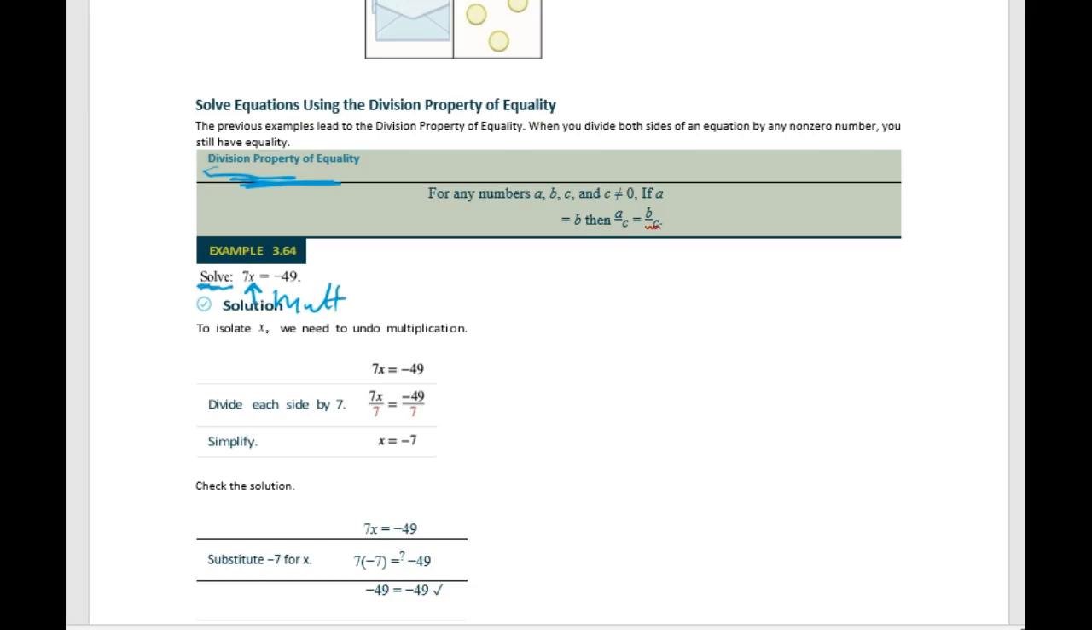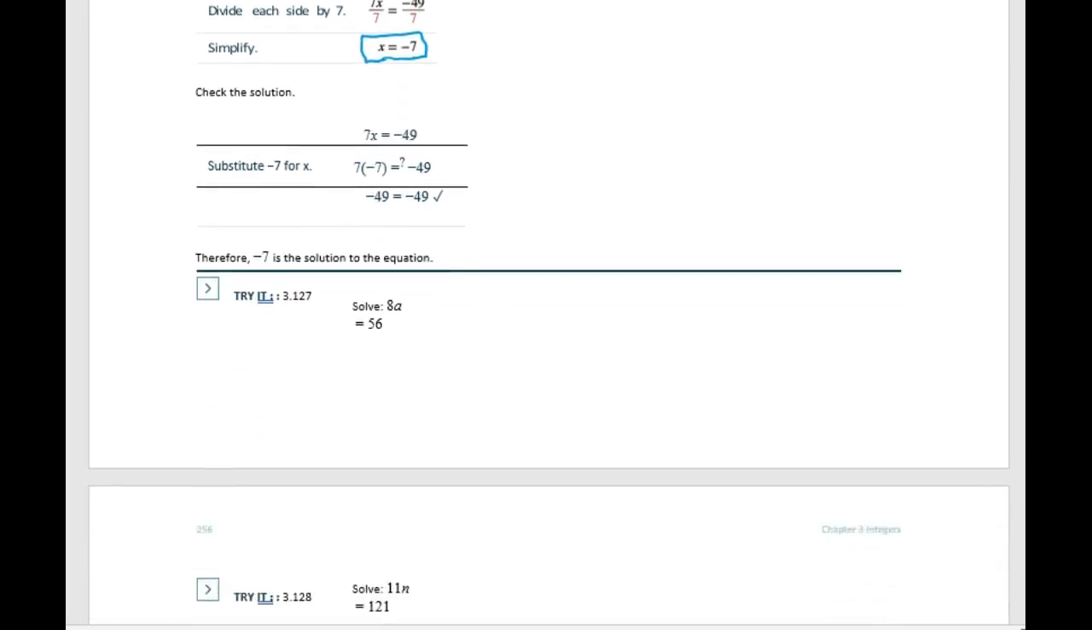So when I divide by 7 on the left side, I also have to divide by 7 on the right side. And for this example, I know a negative divided by a positive will give me a negative value right here. So I end up with x equals -7. So then I can just substitute that back in to make sure I was right. So let's look at another one.